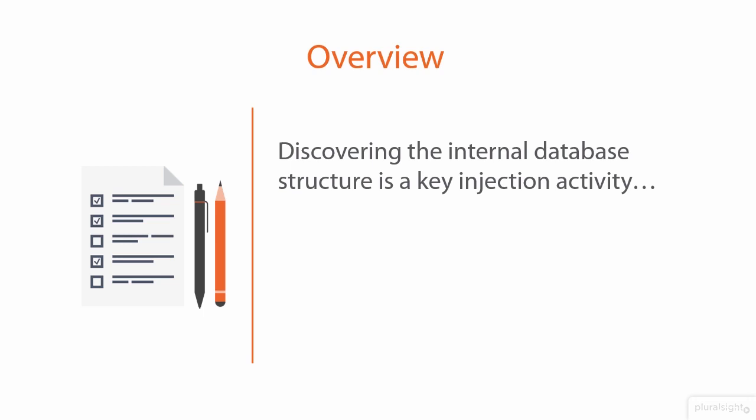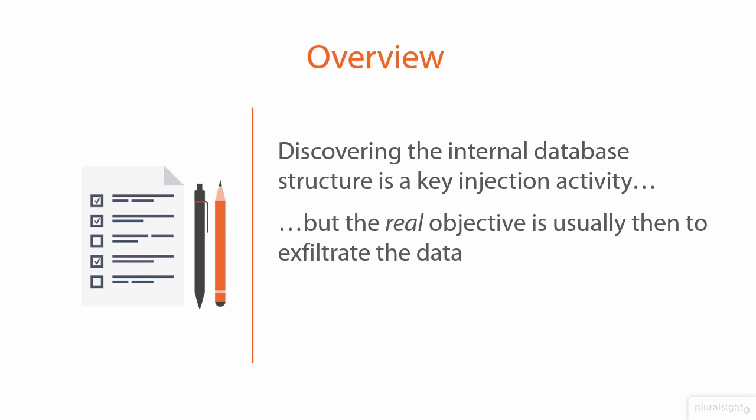So what is that internal structure? What are the tables? What are the columns? What do we need to be looking at as ethical hackers when we want to pull data out of the system? Because that's the real key. We want to actually get the data out.